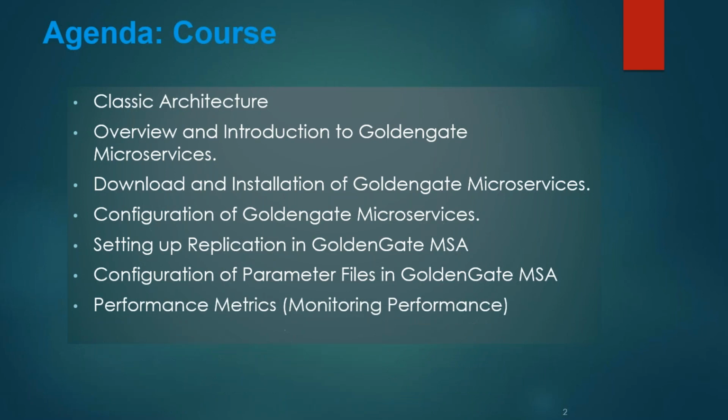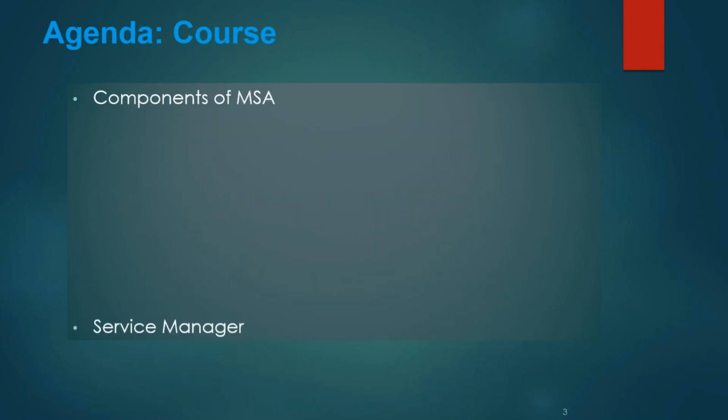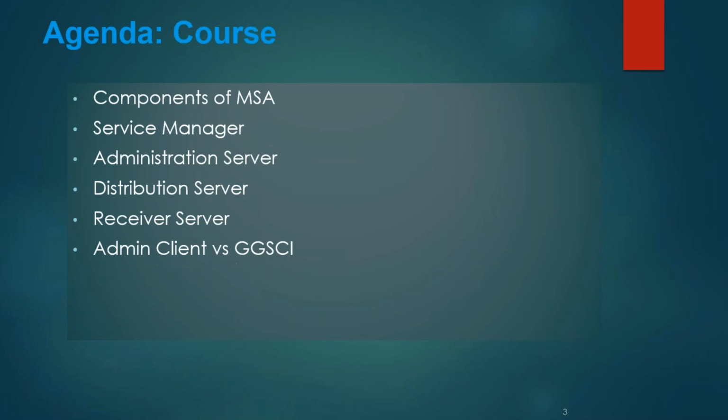Then we'll discuss the performance metrics server and the different components I mentioned, like service manager, admin server, distribution server, receiver server, and admin client. We'll discuss the installation of microservices architecture. We'll discuss what happens when the source is classic and the target is microservices, or vice versa, when the source is microservices and the target is classic. So how it works, we'll discuss all about that in our training. Also, I will include the installation in Goldengate.